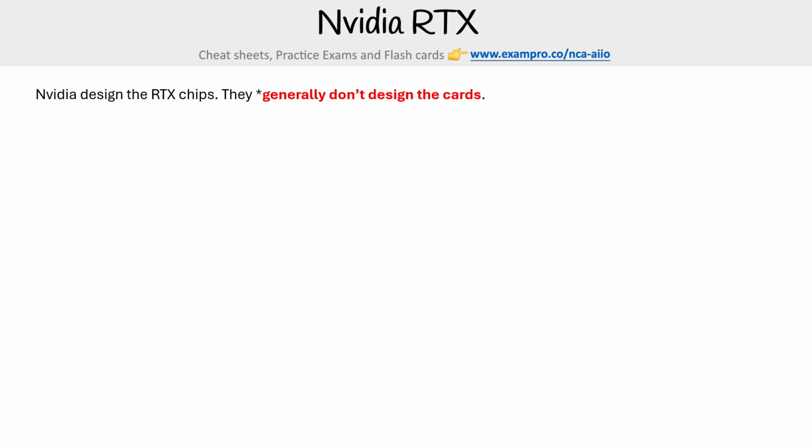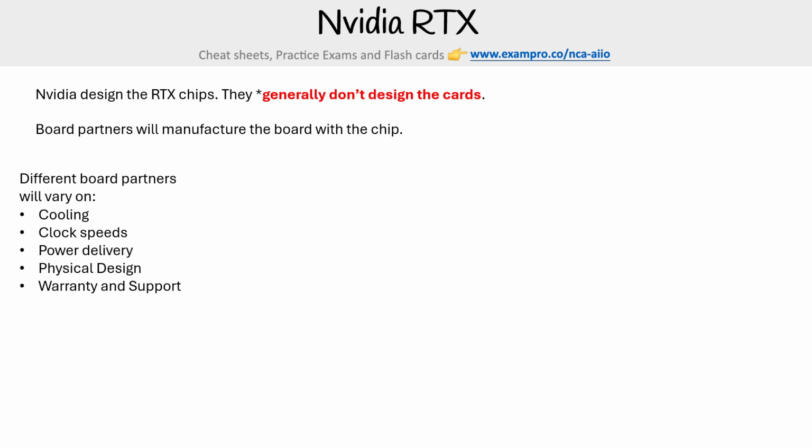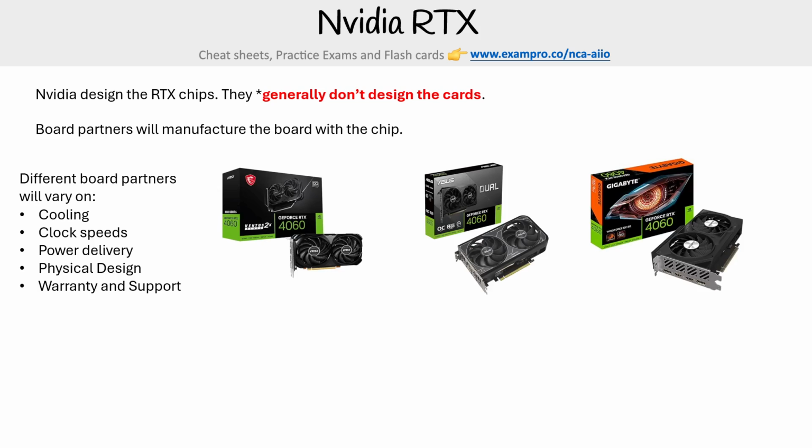They don't generally design the cards, okay? So they're going to partner with another manufacturer who's going to take the chip, put it on a board, add fans, design a board in a very specific way. And so if you try to buy an RTX graphics card, like an RTX 4060, you'll see MSI's 4060, Asus 4060, Gigabyte's 4060, and that can be confusing because you're like, isn't there a definitive one? And technically there is.